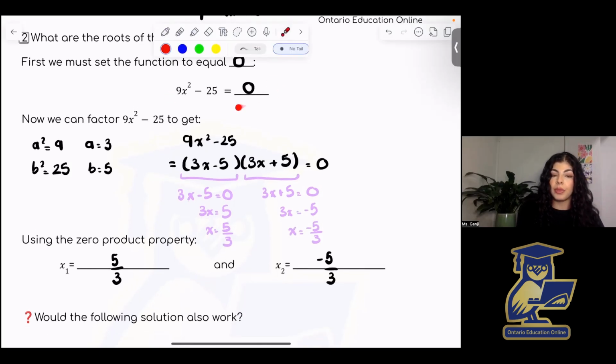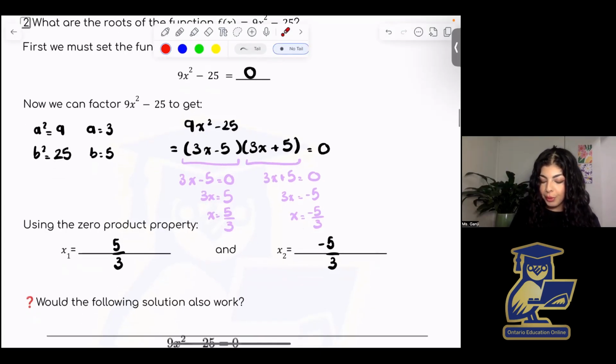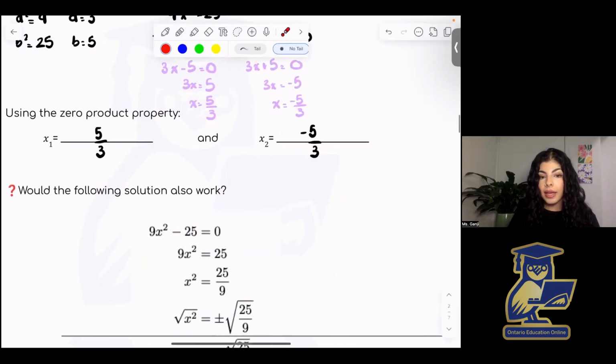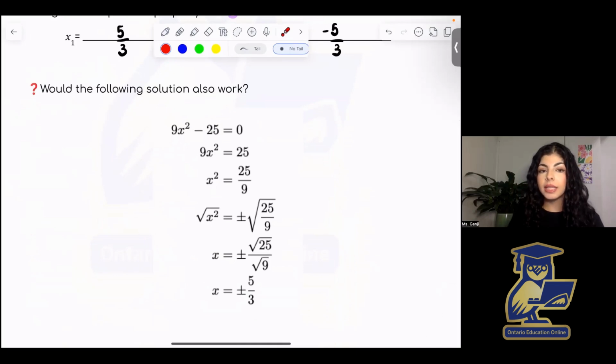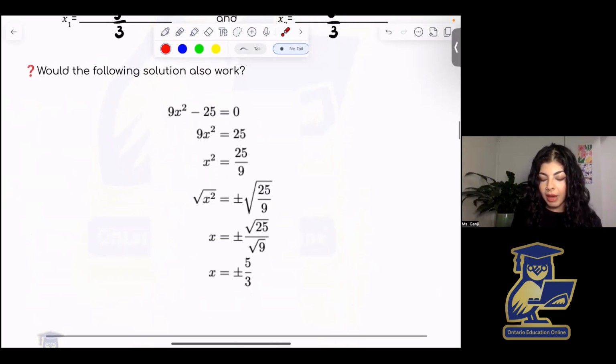Now I want you to look at the equation we had here: 9x squared minus 25 is equal to 0. And I want you to think, is there another way that we could have solved this problem? If you look at my solution here, I used basic algebra to solve for x, because this is an equation with one variable. And I see that if I move 25 to the other side by adding 25 to both sides, then I can divide by 9 and I have x squared equal to a value. And then I can take the square root.